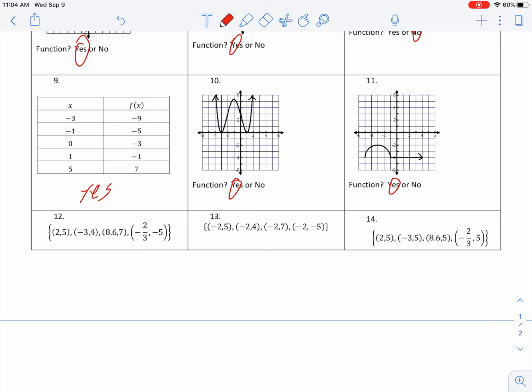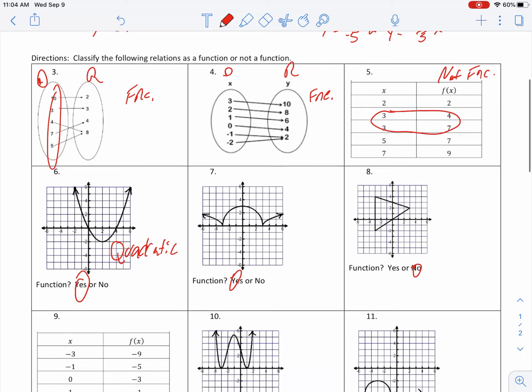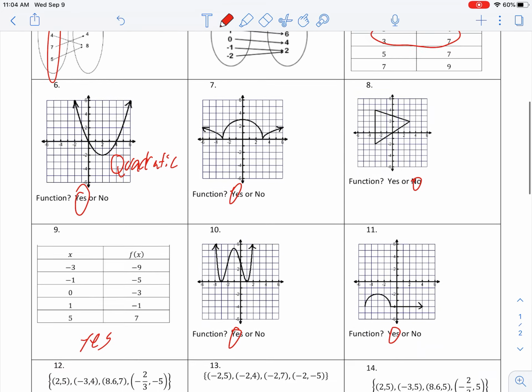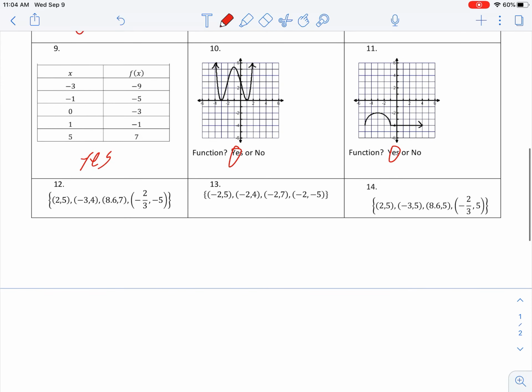Okay, then the last three, 12 through 14. These look just like the table on numbers 9 and 5, and also similar to the mapping diagrams on 3 and 4. It's just a different way we can arrange the values. So we start off with the domain. I look at the x's. And on that domain, is anything being repeated to start off with? No. Those are all unique values. So as soon as I realize they're all unique values, this is a function.